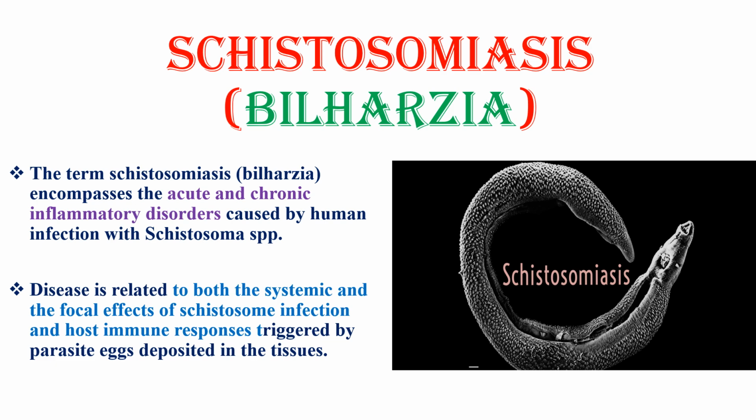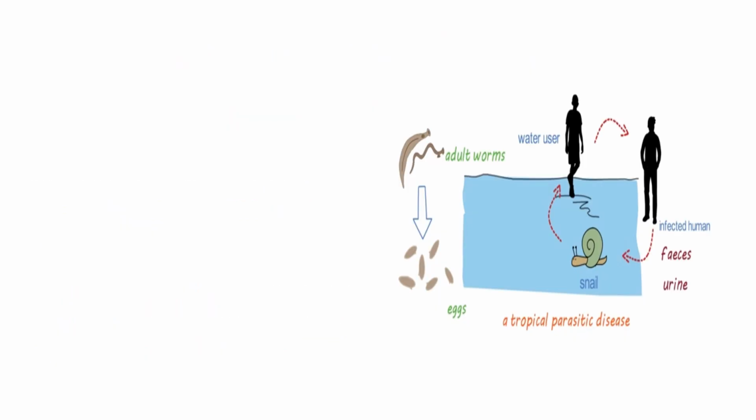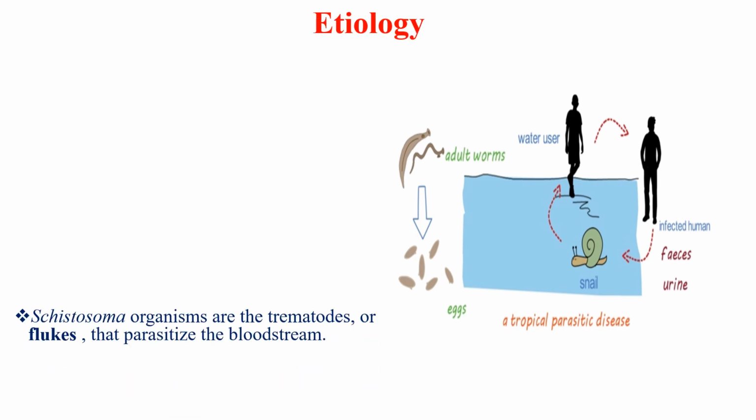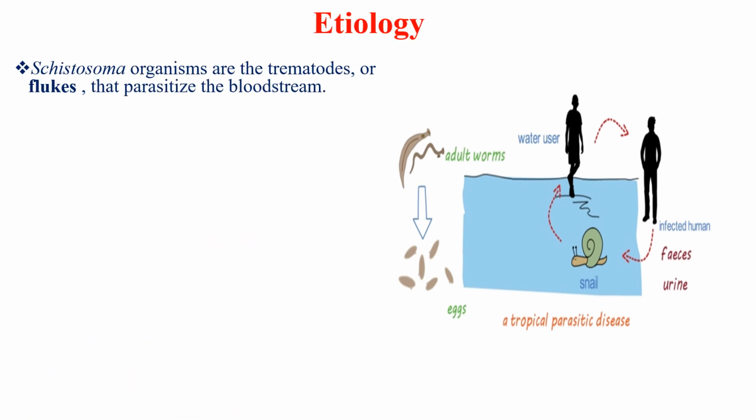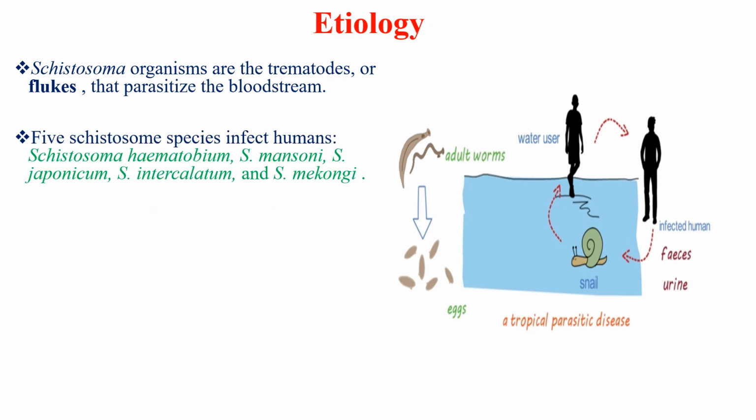So the disease caused by Schistosoma is either due to systemic and focal effects of Schistosoma infection or host immune response to the eggs. Schistosoma organisms are trematodes or blood flukes because they parasitize the bloodstream. Five Schistosoma species infect humans. Those include Schistosoma haematobium, mansoni, japonicum, intercalatum, and mekongi.